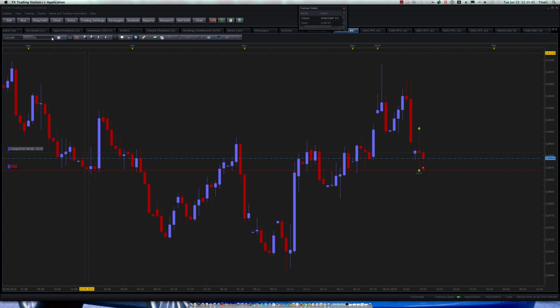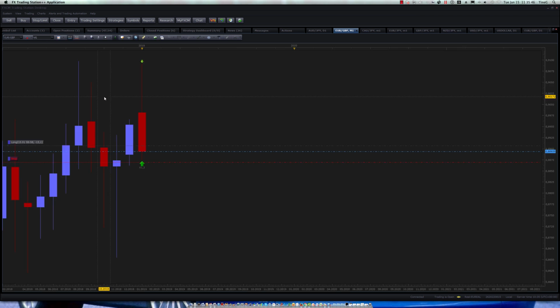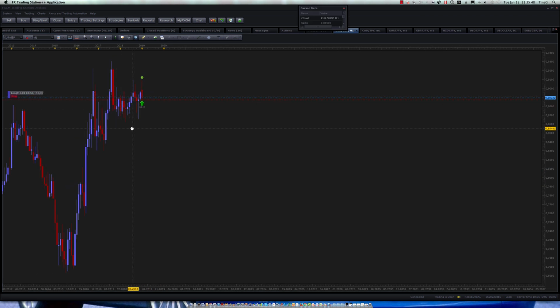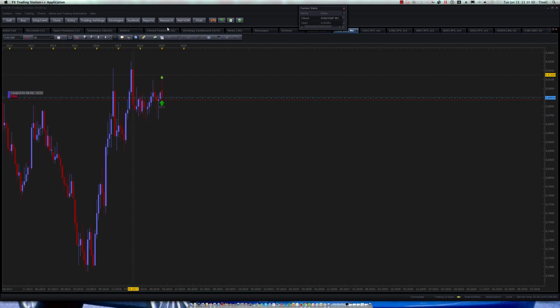If not, keep in mind that Euro Pound is in consolidation, and very large consolidation on a monthly chart.